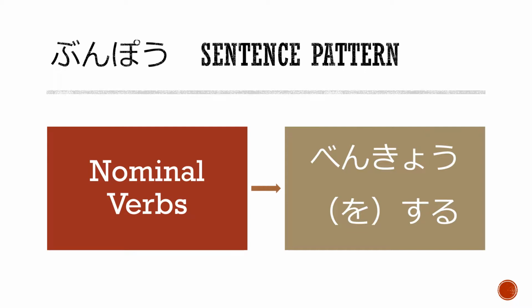Nominal verbs are, more simply put, noun verbs. The reason they're called noun verbs is because they have a noun in them, and they are turned into verbs with a modifying auxiliary verb. Here we have the example that we're going to be using today, benkyou suru or benkyou o suru. And benkyou is a noun. It means studies. However, you stick suru onto the end of it with the optional o in between, and it becomes to study.